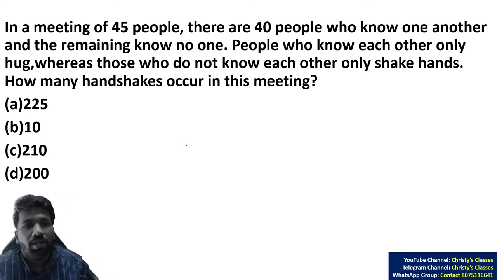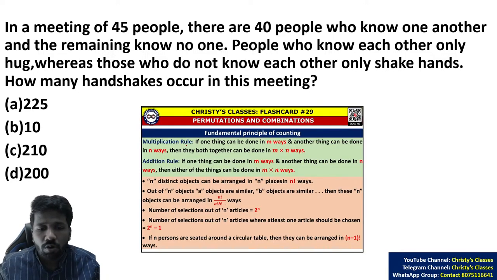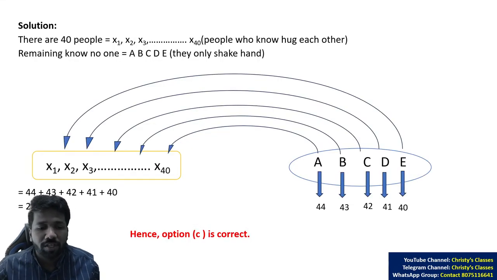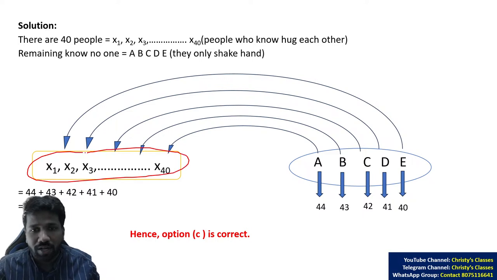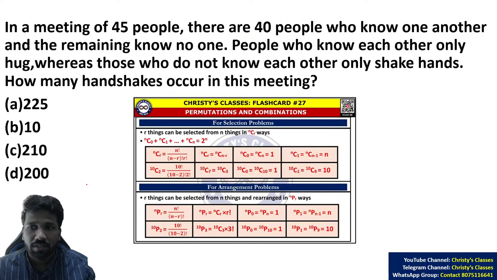The question says, in a meeting of 45 people, there are 40 people who knew one another. So I will call them X1, X2, X3, up to X40. Those who knew one another will hug each other. That means these 40 people will hug each other. And the remaining people know no one.